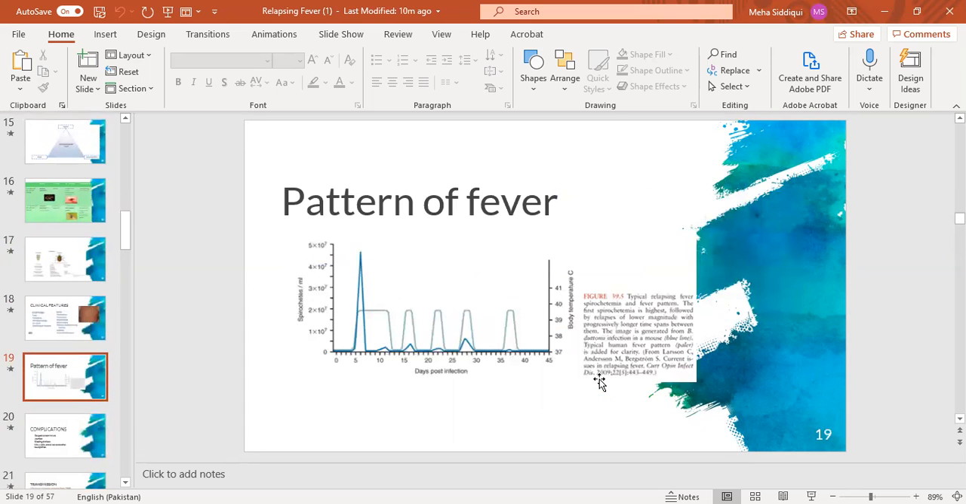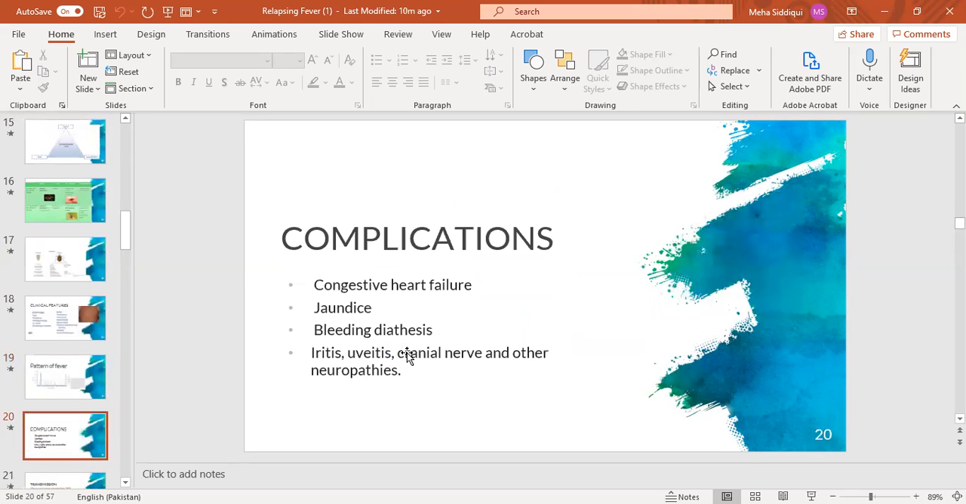Now the pattern of fever. Here you can see the relapses and remissions in relapsing fever. That is, there is a spike, then the fever goes down, then again there is a spike. Now coming to complications. Complications are congestive heart failure, jaundice, bleeding diathesis, iritis, uveitis, cranial nerve and other neuropathies.